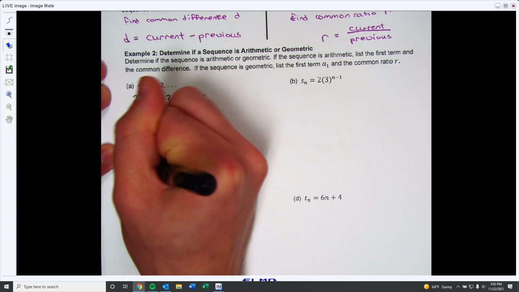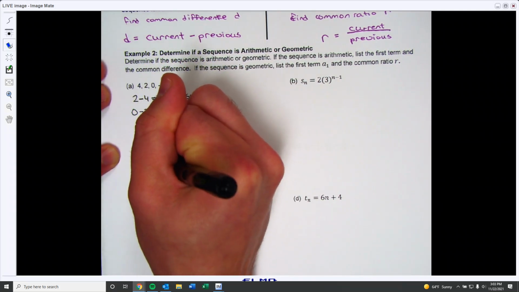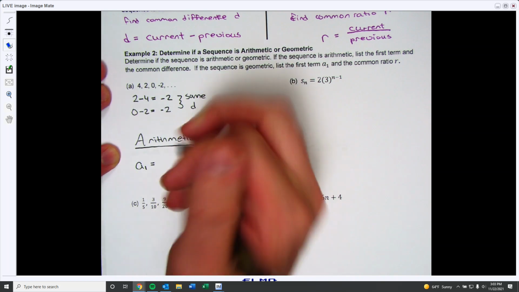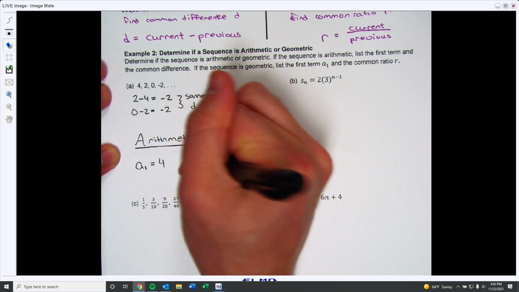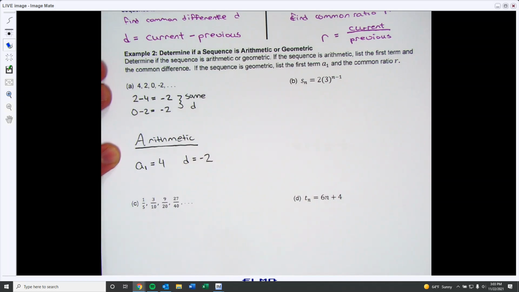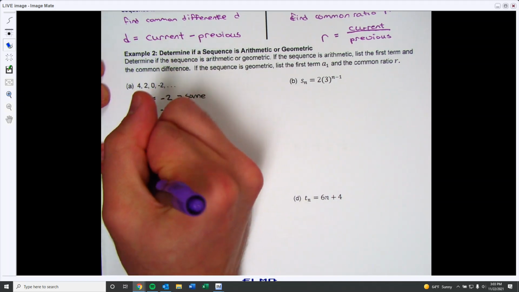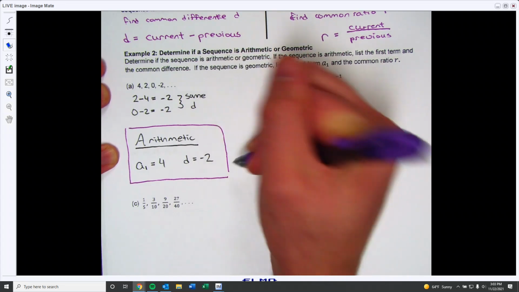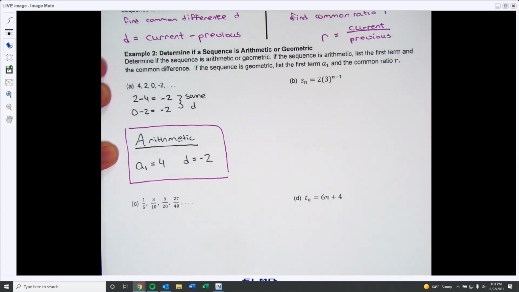My first term, what we use for that is A1, because remember, if n is 1, that's where we start. So A1 is 4, and my common difference is negative 2. That's all it is. And again, the A1 will always be our first term because n is 1, and that's where we always start.